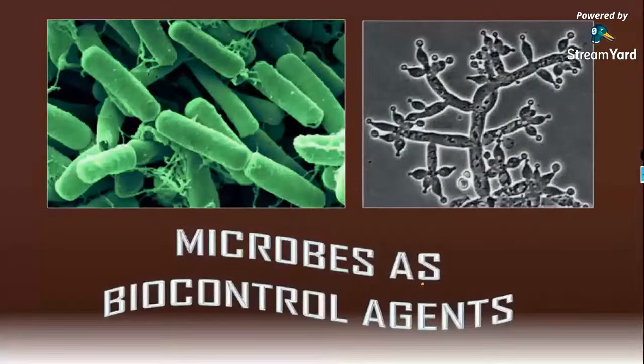Yes, so this is our final topic. Right from the beginning classes, we have divided the chapter into six main topics. Topics number 1 and 2, household products and industrial products, we discussed in lecture number 1. Sewage treatment and biogas production, we discussed in lecture number 2. And the last one, biocontrol agents and biofertilizers, we are going to discuss in lecture number 3.